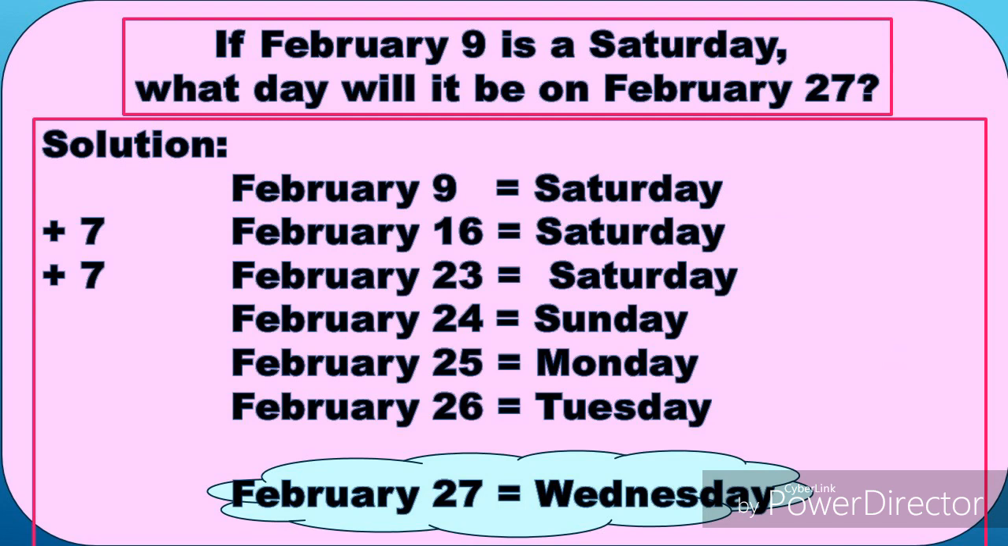Okay, next problem. If February 9 is a Saturday, what day will it be on February 27? So, ito yung solution natin. Sa isang linggo, meron tayong 7 days. So, kung ang February 9 ay Saturday, pag nag-add tayo ng 7 days, it is February 16. Saturday din ang February 16. Pag nag-add tayo ulit ng 7, that is 23. February 23 is Saturday din. So, 24 is Sunday. February 25, Monday. February 26, Tuesday. February 27, Wednesday. So, ang sagot is, on February 27, Wednesday na po yun.